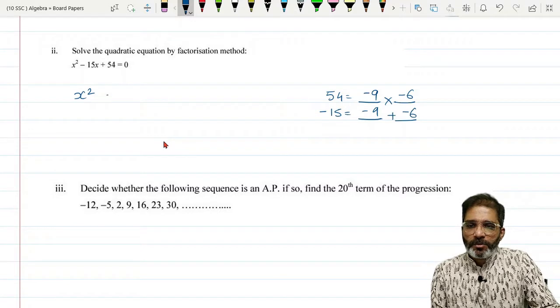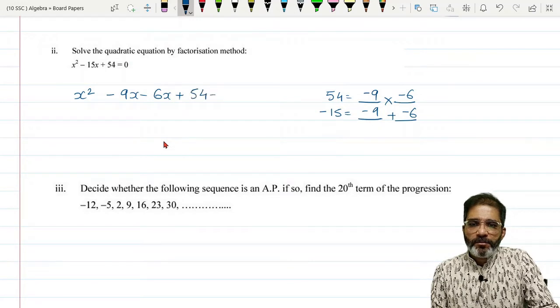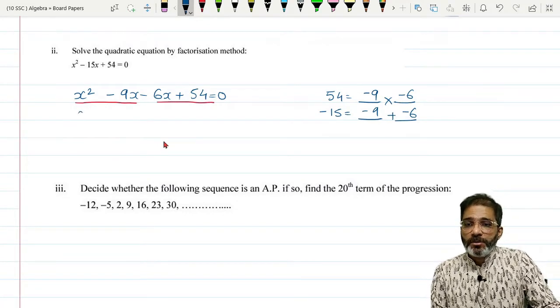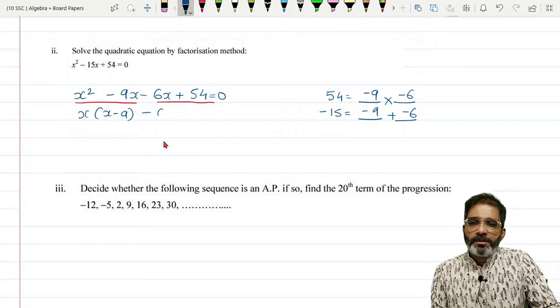So we write x square, we split minus 15x as minus 9x minus 6x plus 54 equal to 0. Okay, and after that we make groups of 2, we take common. So x is common, x minus 9, minus 6 common.